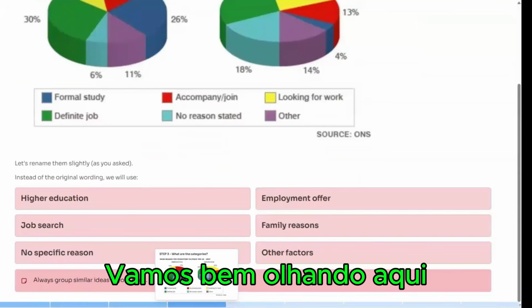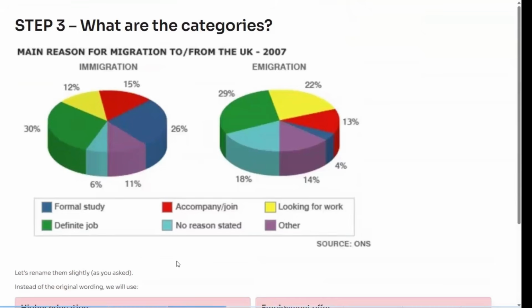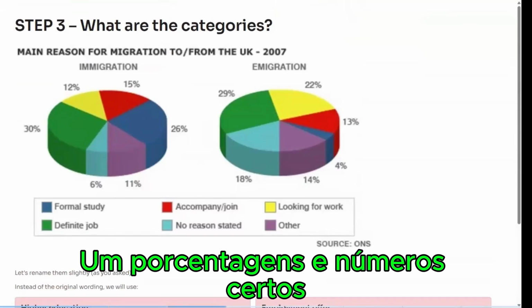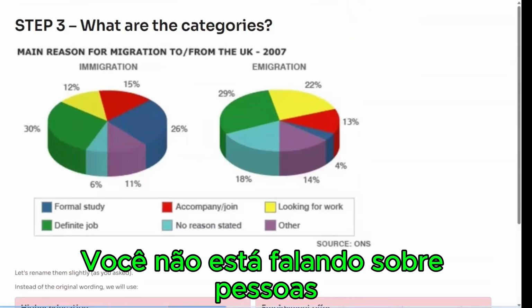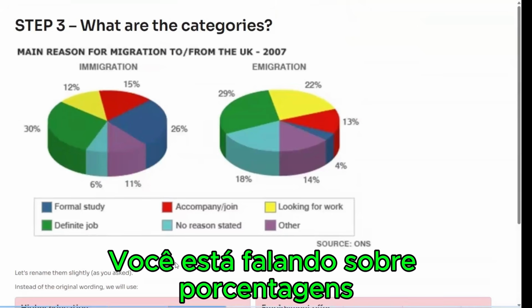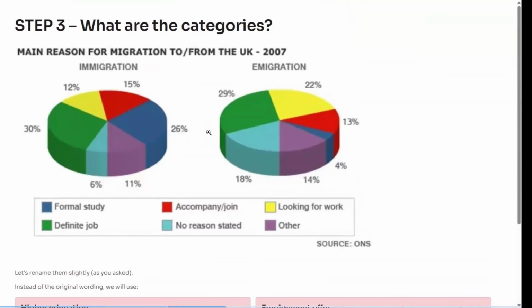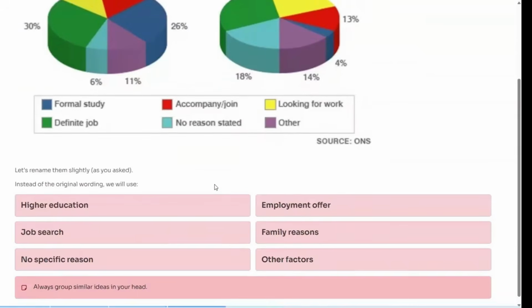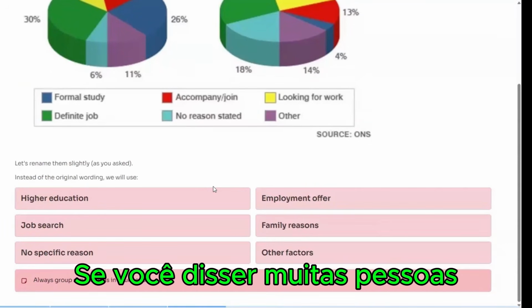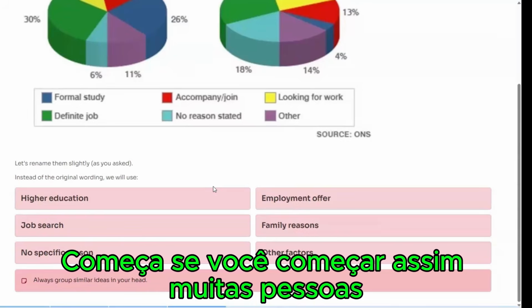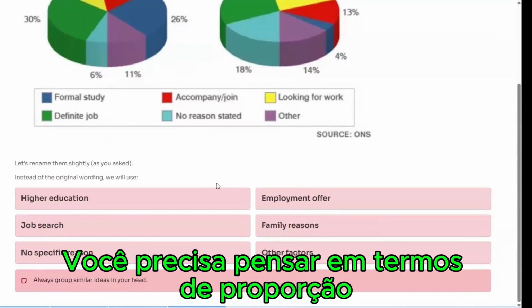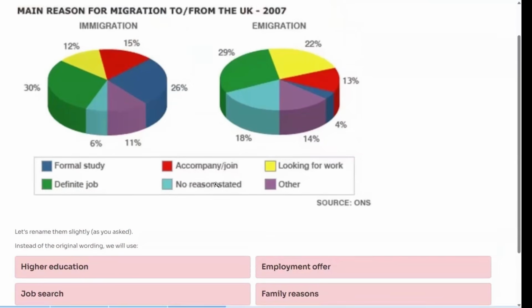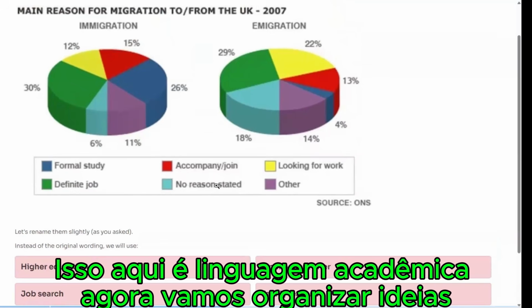Looking here. Percentages and numbers, right? You're not talking about people. You're talking about percentages. That changes everything. If you start like that, saying many people, you've already started wrong. You need to think in terms of proportion. This here is academic language.